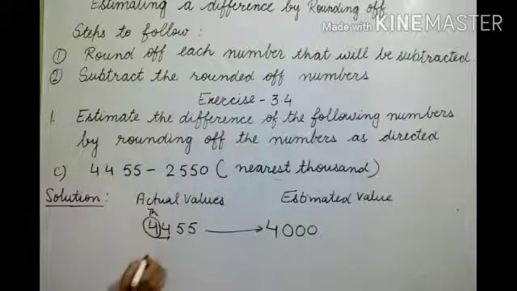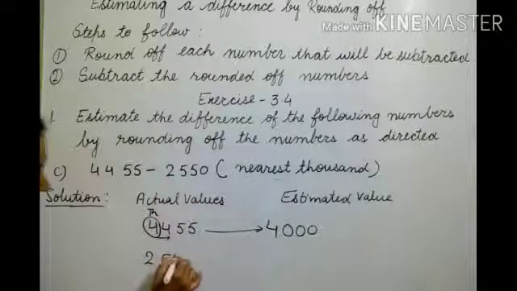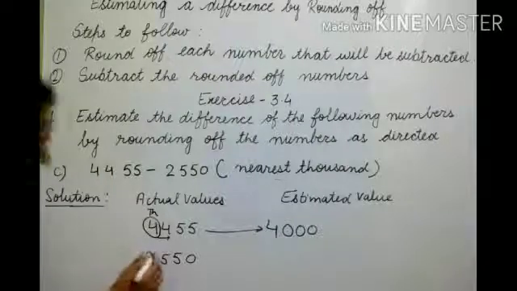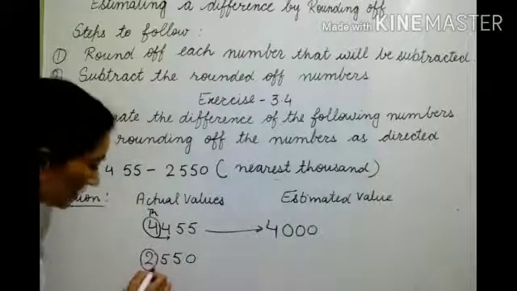Let's take second number, 2550. As we are rounding to the nearest 1000, so 1000 place digit we will circle, that is 2.